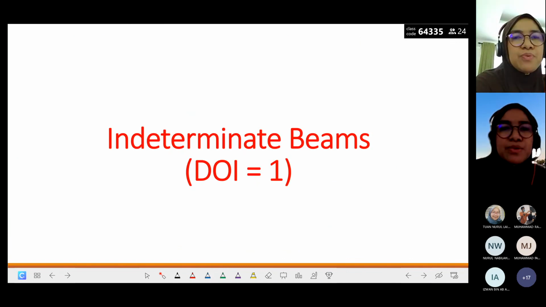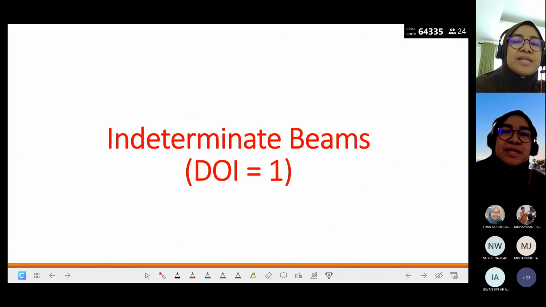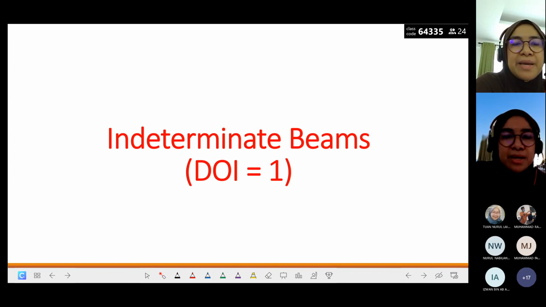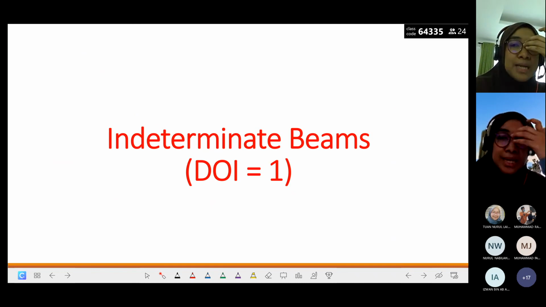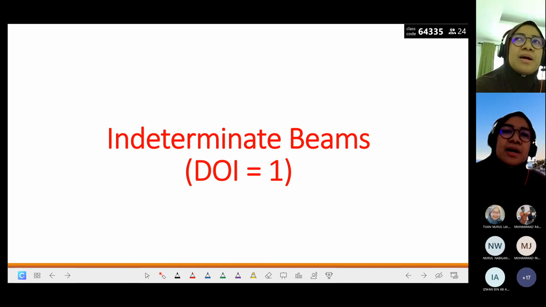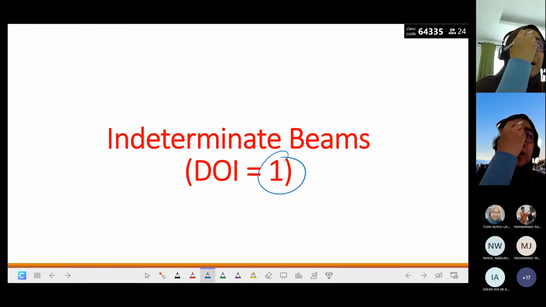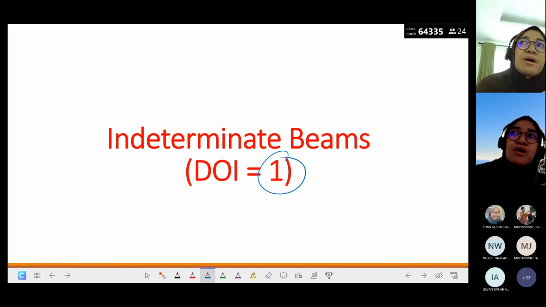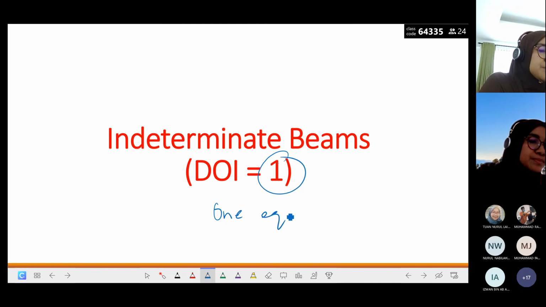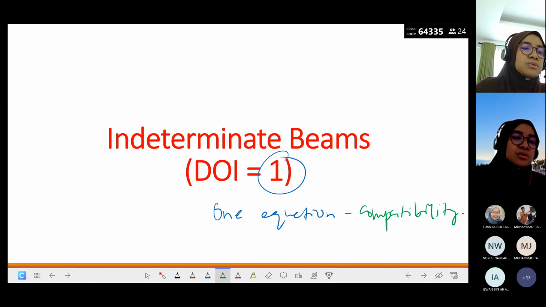Okay, we move to indeterminate beams with first degree of indeterminacy, or single degree of indeterminacy. As I mentioned, the limit of degree of indeterminacy that can be analyzed using the flexibility method is up to 3, because the degree of indeterminacy reflects the number of compatibility equations. One means one equation. What equation? Compatibility equation. So two means two equations.